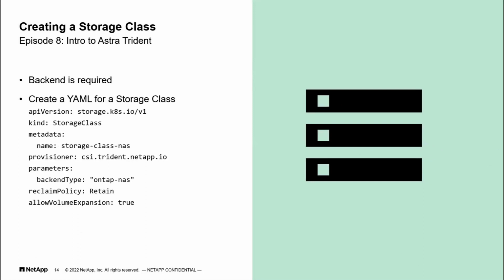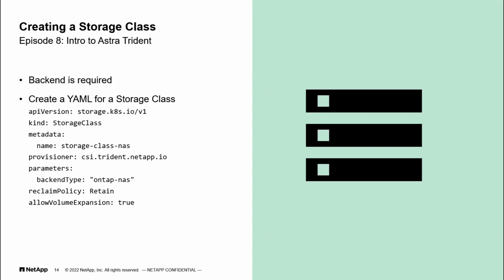But let's look at the storage class that we've got here. This is a simplistic version of a storage class, but this is the valid YAML for it. First to note that the kind is StorageClass with capital S, capital C. It is case sensitive, so we do need to make sure that we've got the case correct.